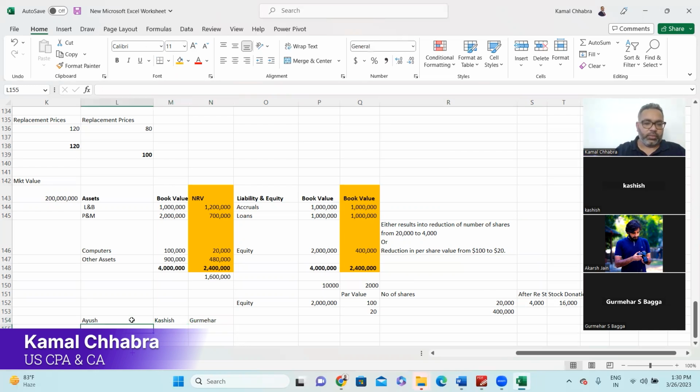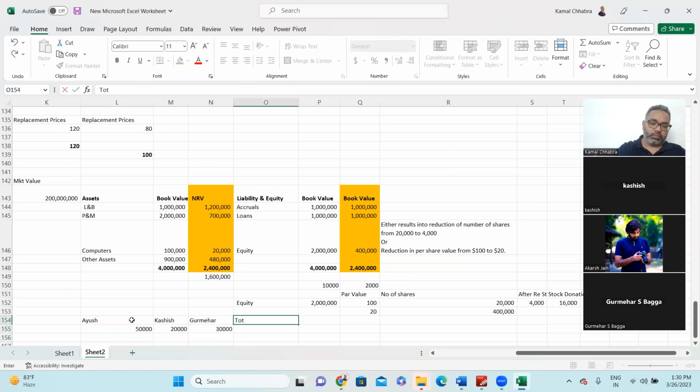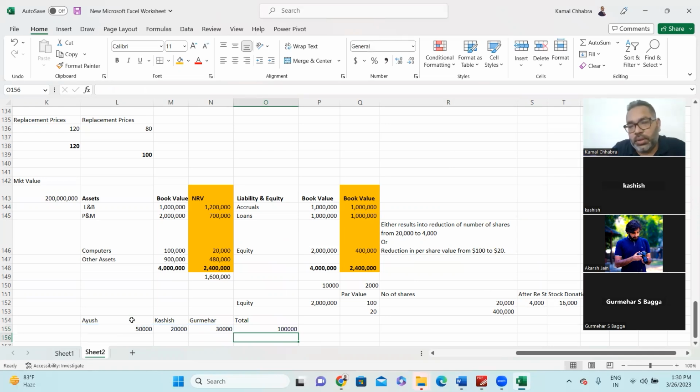are three partners, right? Ayush has contributed $50,000. Kashish contributed, let's say, $20,000, and Gurmehar contributed $30,000, right? And what is their total capital? Kashish, how much? 1 lakh, sir. $100,000 is the total capital, and let's assume they all are working partners and they have 5:2:3 as their profit sharing ratio, right?